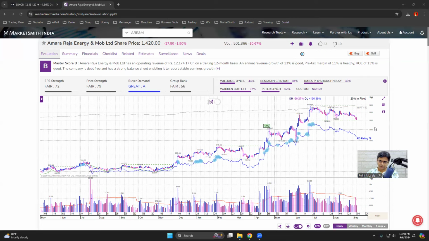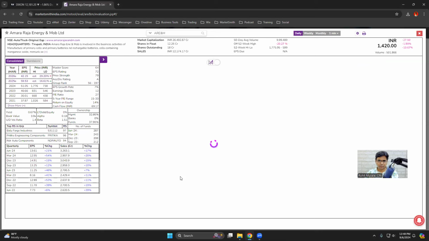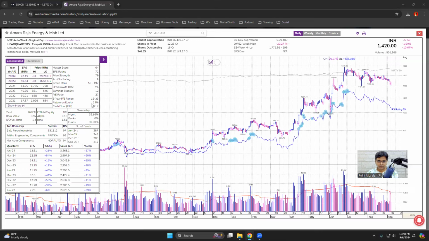Okay. So if I open MarketSmith data for a particular stock, I want to talk about these two parameters, return on equity and cash flow. First, let's look at return on equity. What exactly is return on equity and what should this number be?